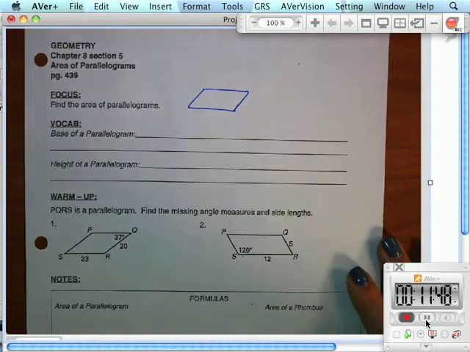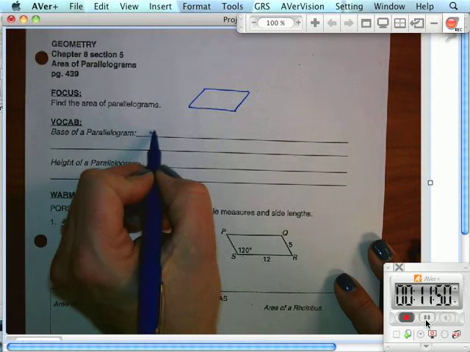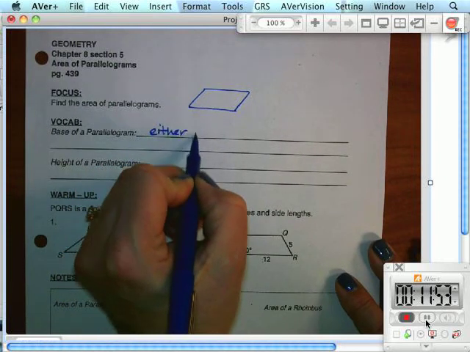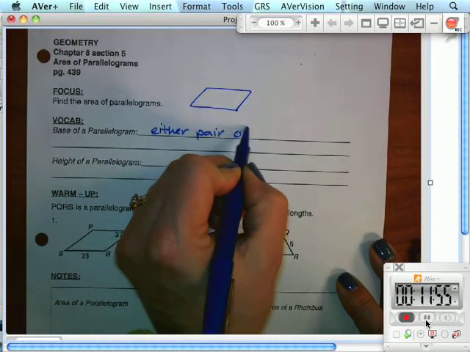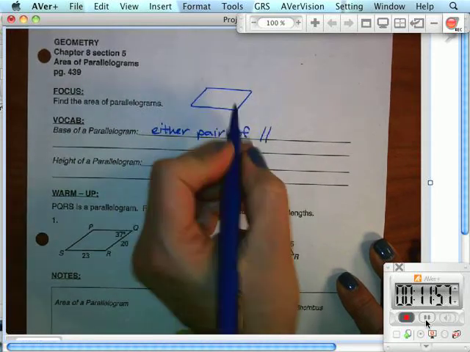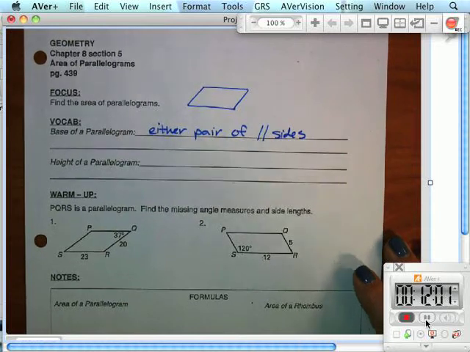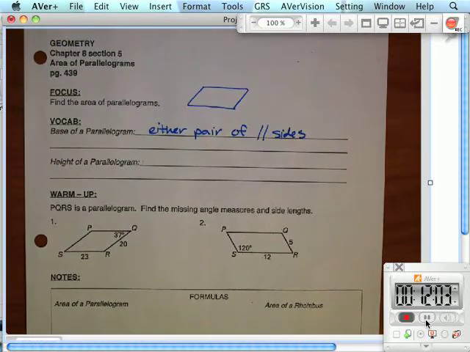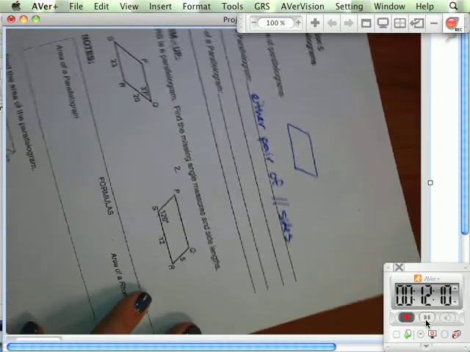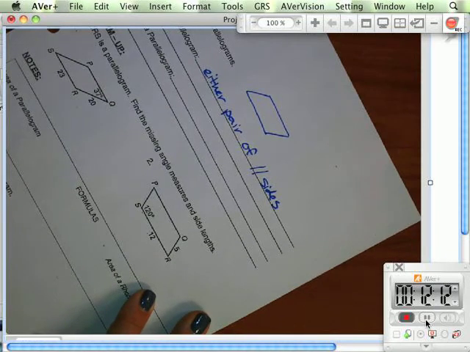The base of a parallelogram is going to be either pair of parallel sides. So that means that this could be the base, or if I twist it like that, that could be the base as well. It doesn't really matter in a parallelogram.